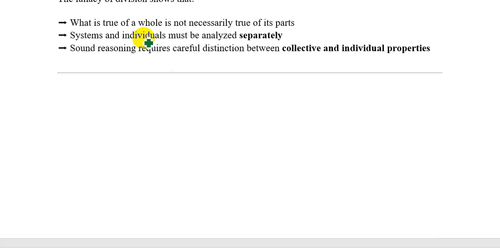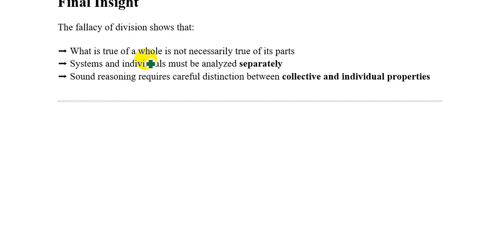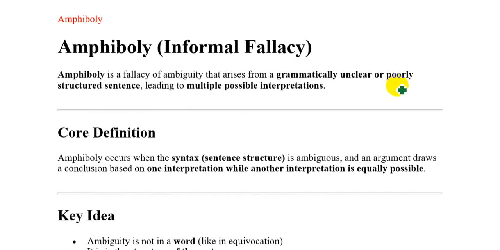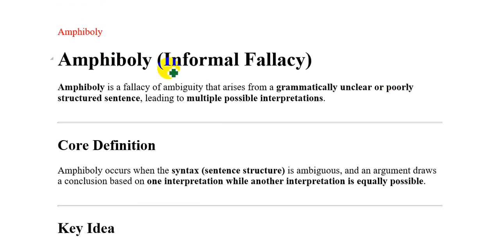uniformity. The fallacy of division shows that what is true of a whole is not necessarily true of its parts. Systems and individuals must be analyzed separately. Sound reasoning requires careful distinction between collective and individual properties. Now let's go into amphiboly. This is another informal fallacy.